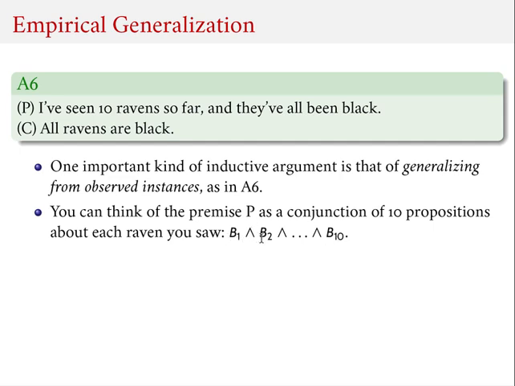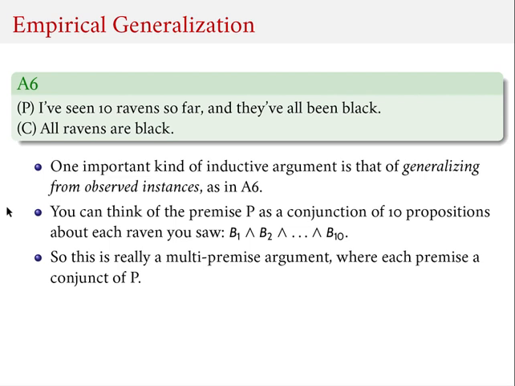And each of these conjuncts, B1 to B10, is kind of like a premise in the overall argument. So this argument is kind of an argument with 10 premises, but what we do is we put all the premises together into a single conjunction. So again, in order to understand this argument, it's really an argument with 10 premises, but we've put all the premises together into one big, long conjunction.